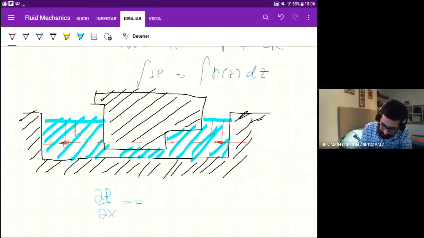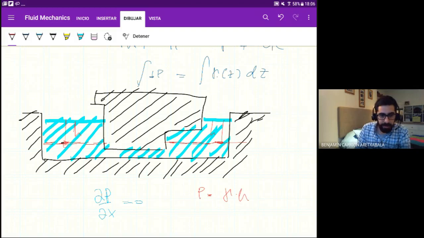Here you don't have pressure in this solid, but in the water, all along this line, you have the same pressure. And that pressure is just gamma times h, okay? And if you want, plus the atmospheric pressure, okay? It's not very relevant, but you know, it's optional.